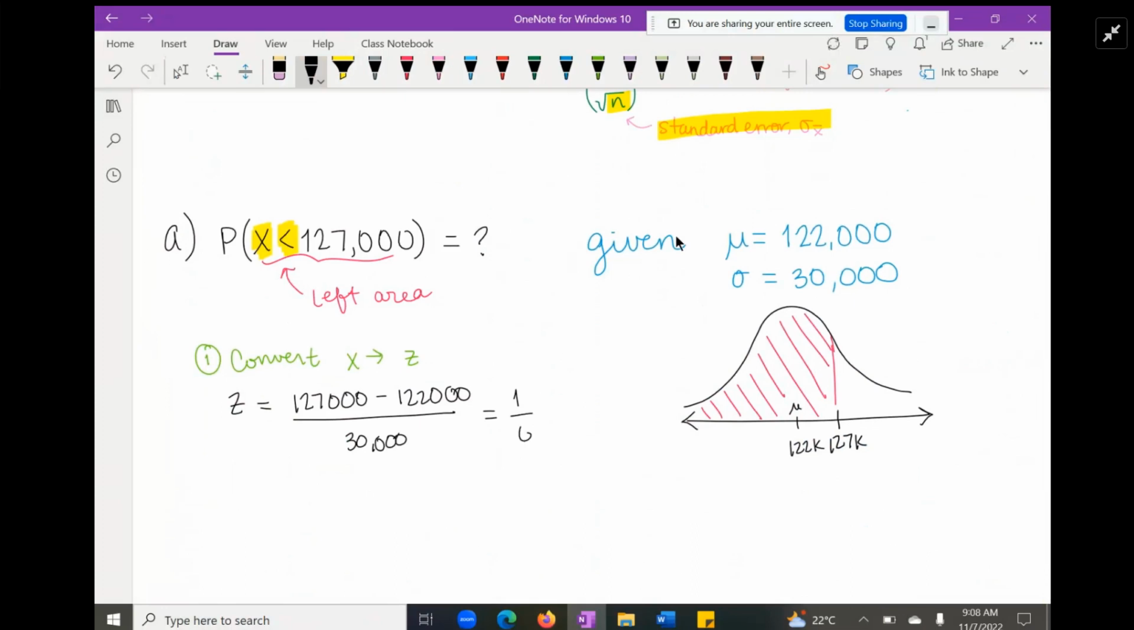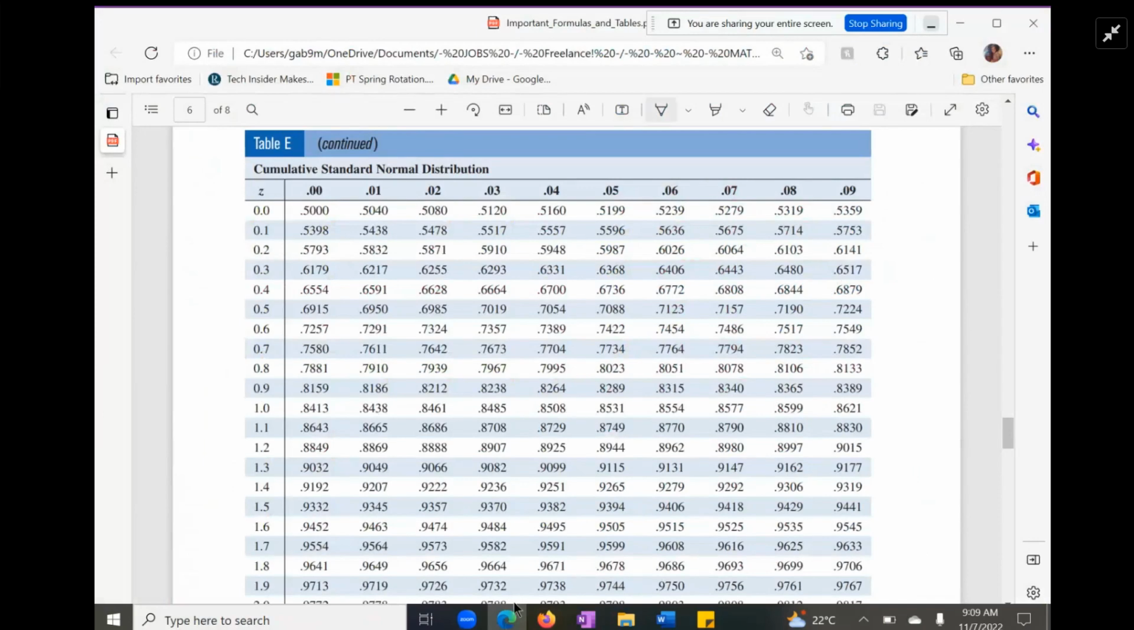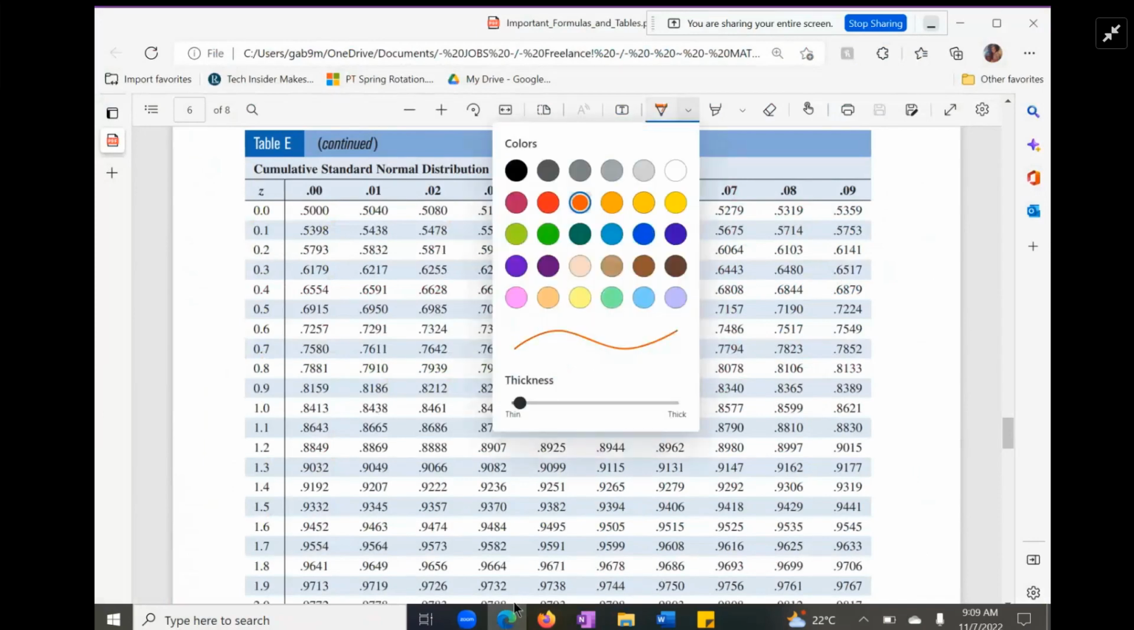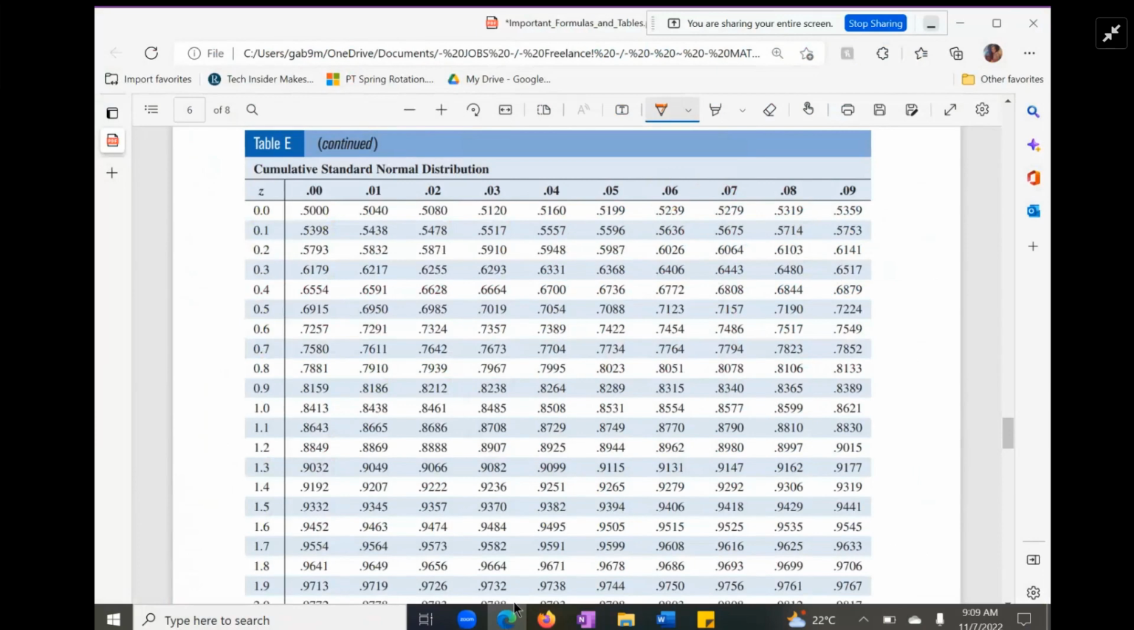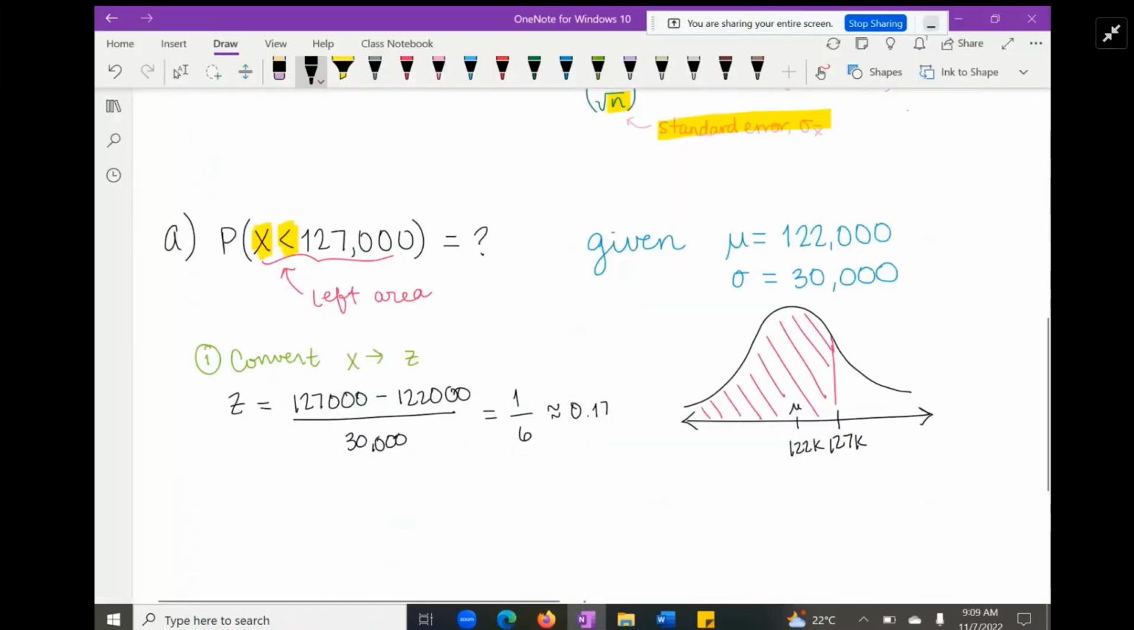It actually comes out to 1/6 when you use the fraction, but we're going to need the decimal. I'm going to round it off to 2 decimal places, so it's approximately 0.17. I'm going to 2 decimal places because the chart that I have goes out to 2 decimal places. You can see that up here when you consider the hundredths place. So that's why.